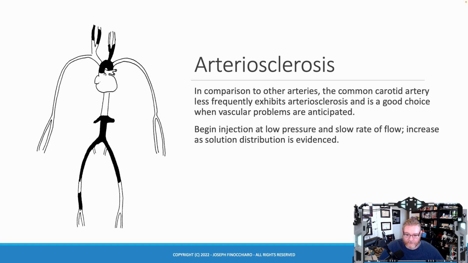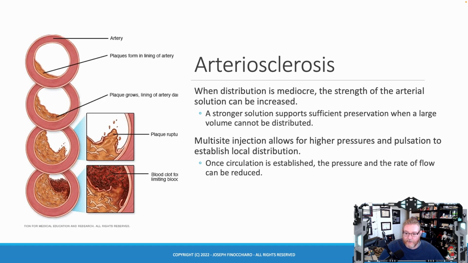Increase as solution distribution is evidenced. When distribution is mediocre, the strength of the arterial solution can be increased. A stronger solution supports sufficient preservation when a large volume cannot be distributed. Multi-site injection allows for higher pressures and pulsation to establish local distribution. Once circulation is established, the pressure and the rate of flow can be reduced.